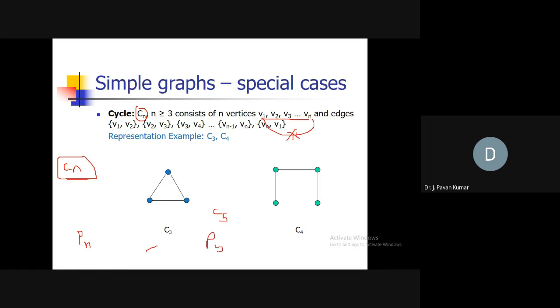So now you consider P5. How many vertices will we have in P5? 5. Edges are 4. 5 vertices, 1 2 3 4 5, and the number of edges are 1 2 3 4. This is P5, a path graph with 5 vertices. Like that we can denote Pn as a path graph with n vertices.